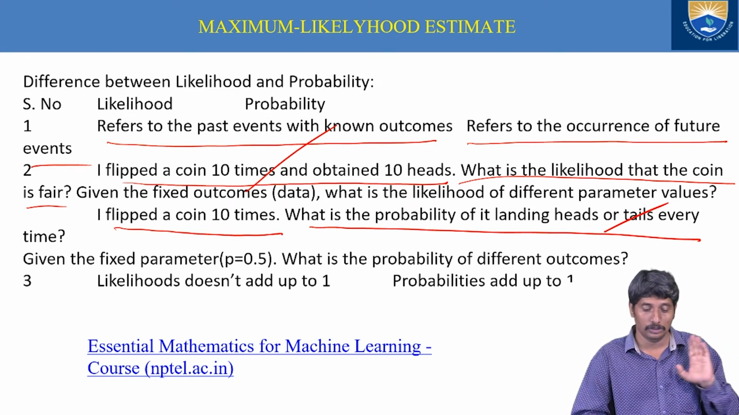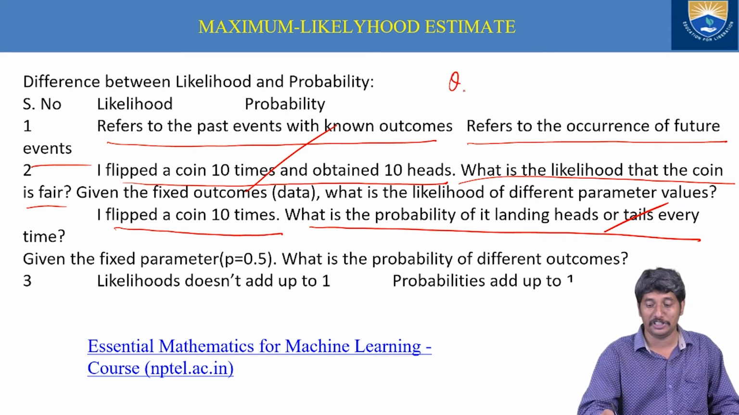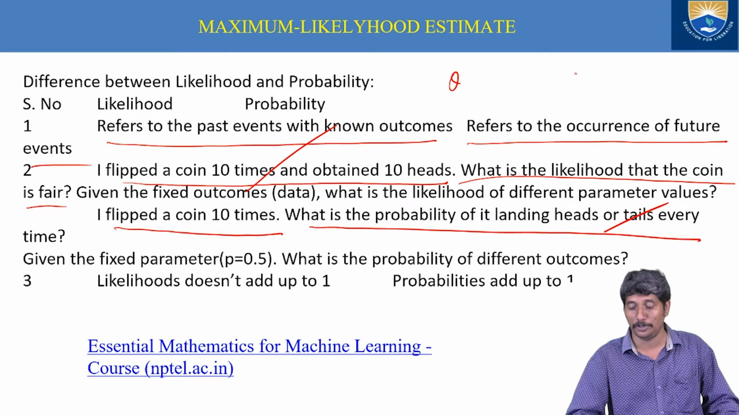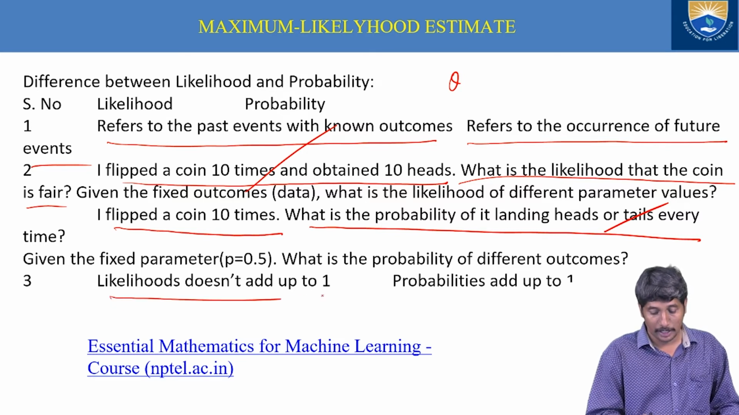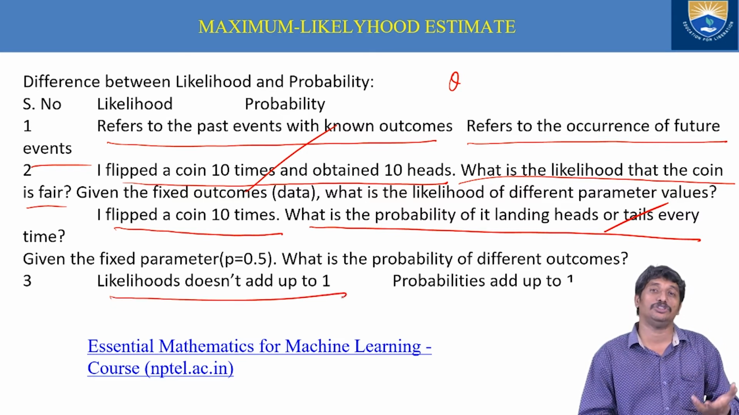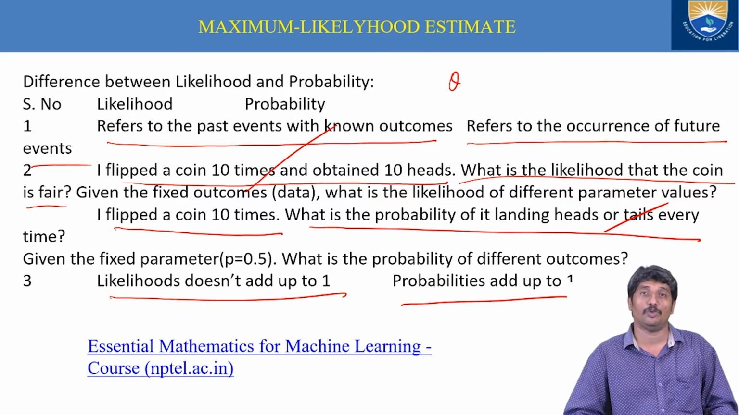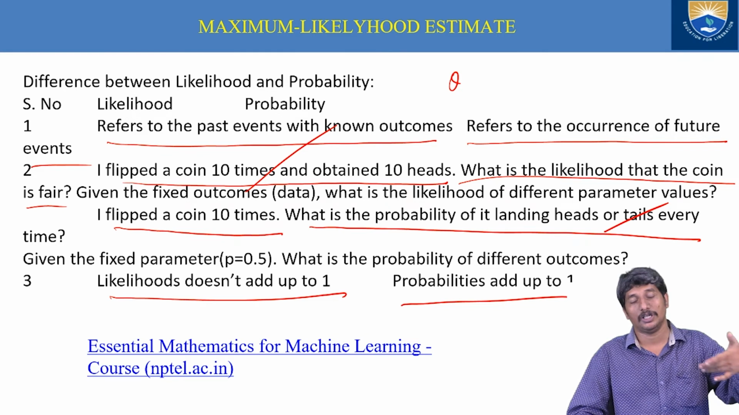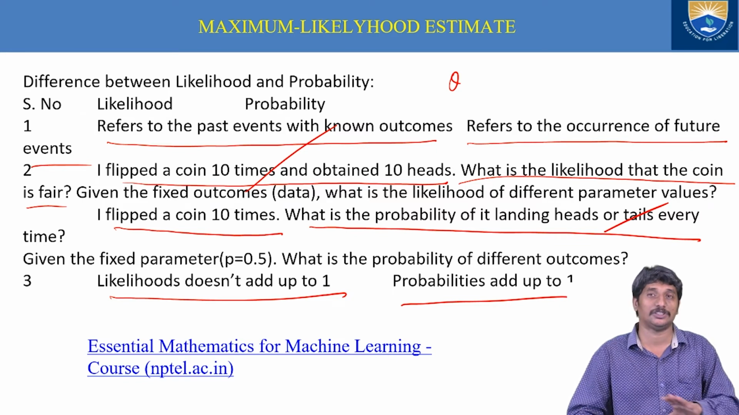And likelihood is about maximizing the parameter. Probability is about finding the probability of an outcome happening. Okay, that is the major difference we could see. Likelihood doesn't add up to 1. If you add the likelihoods, the sum need not be 1, but probabilities always add up to 1. That means whatever the events that are going to happen, if we add them all we will get 1. These are the major differences between likelihood and probability.